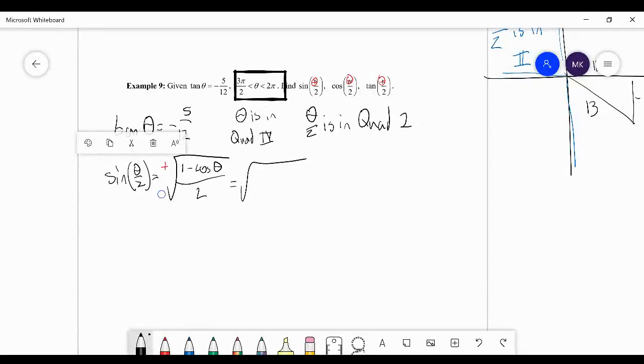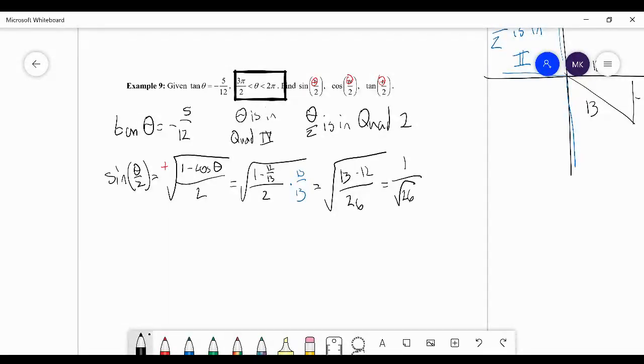And I'm just doing this problem. The square root of 1 minus 12 over 13, over 2, multiplied by 13 over 13, is the square root of 13 minus 12 over 26, which is equal to 1 over root 26, or root 26 over 26, if you like.